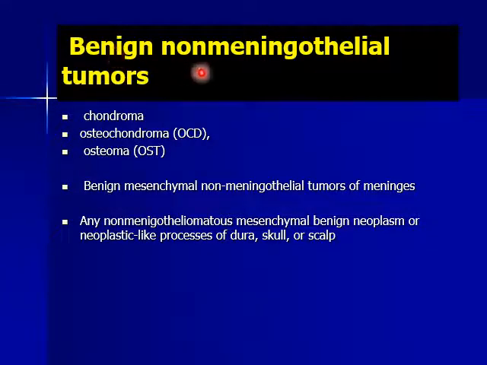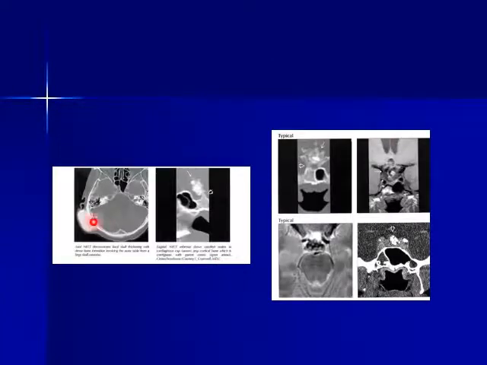Sometimes we have benign non-meningothelial tumors, in the group which is called mesenchymal origin tumors, such as chondroma, osteochondroma, osteoma. Okay, these tumors can originate from either the skull itself or from the meninges itself, considered as benign non-meningothelial tumors. If you see a characteristic feature similar to that you see in the musculoskeletal system, you can tell its name.